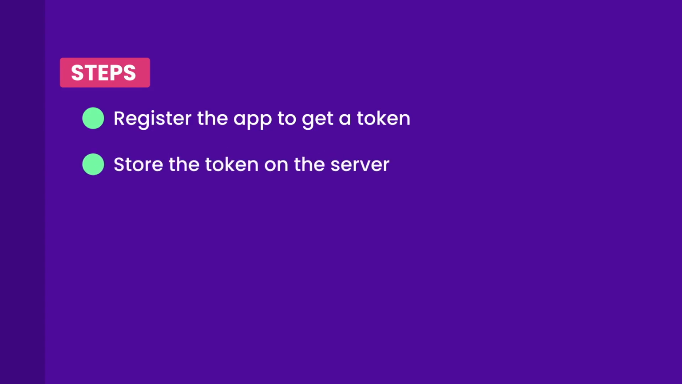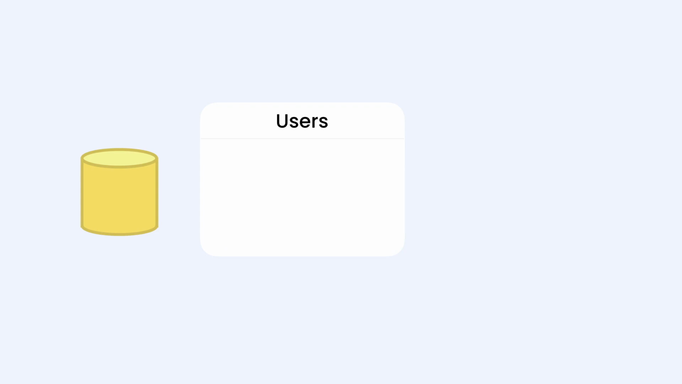Next, we need to store the token in a database on the server. So somewhere we have a table or a collection of users. Each user can have properties like ID, name, email, and Expo push notification token. With this token, we can send a notification to a particular user or a group of users who match some criteria. So the third step is sending a notification, which often happens on the server.